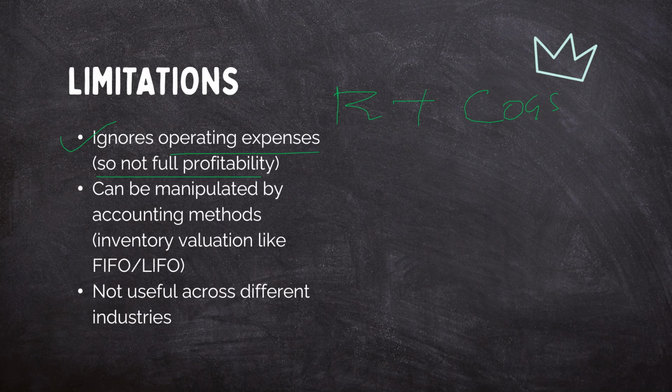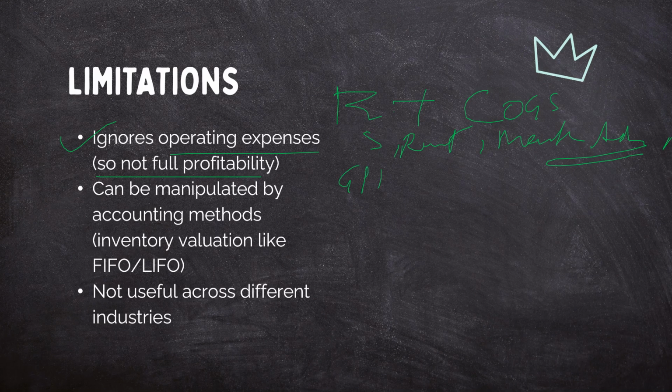And it doesn't include your indirect expenses, like your salaries, your rent, marketing expenses, administration cost, etc. So why is this a problem? A company may show a high GP.